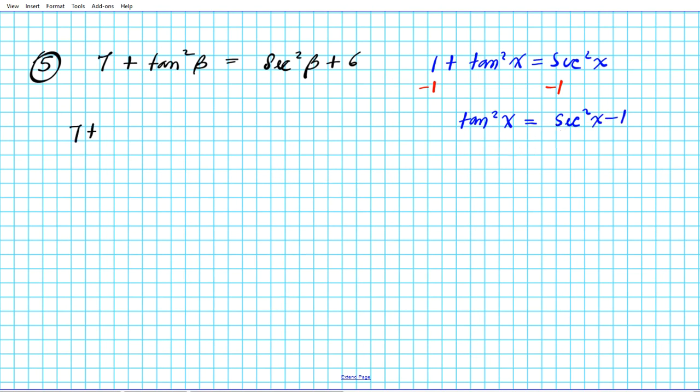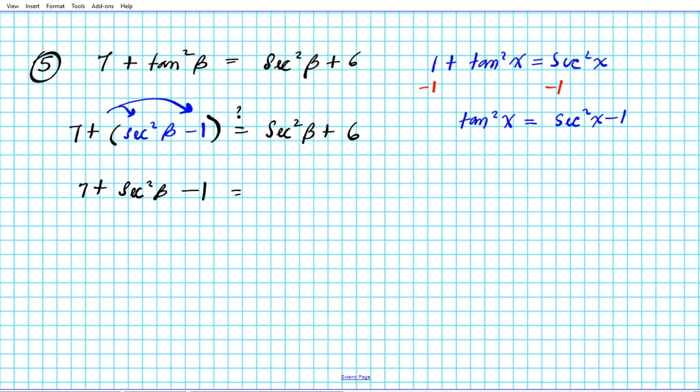We're going to have 7 plus, instead of tan squared x, I'm going to have secant squared, not x here, we have beta. That is our variable, secant squared beta minus 1. Okay? So I want there to be only secant squared betas in our equation so I can prove the identity. Alright, so what do we do next? We just distribute this plus. Nothing changes. So we have 7 plus secant squared beta minus 1.